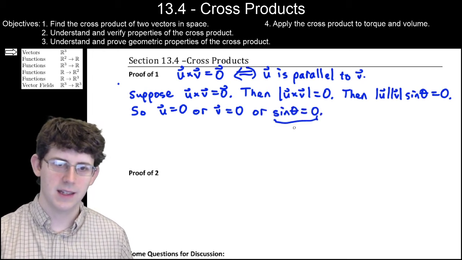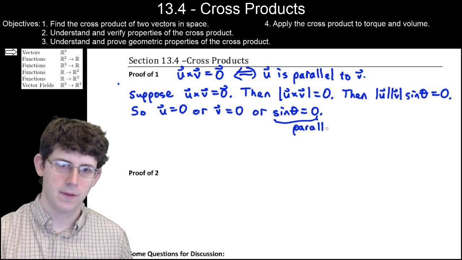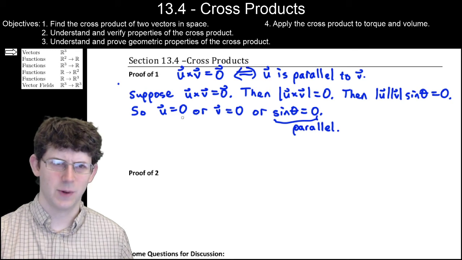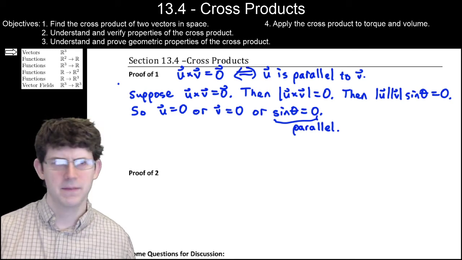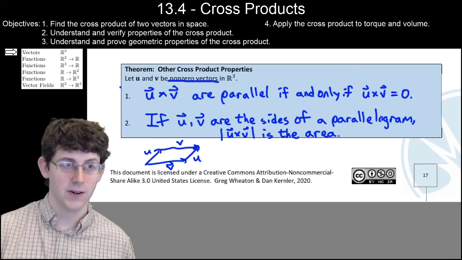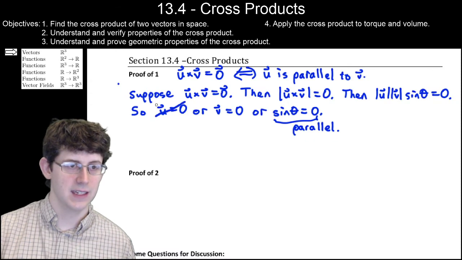This one says that they're parallel. This one says that one of the vectors is 0. Did we have in our fact that the vectors are non-zero? Okay, here. So if the vectors are non-zero, then we can't have any of these. So the vectors are parallel.